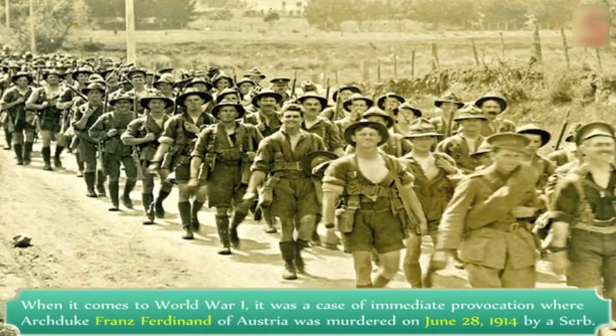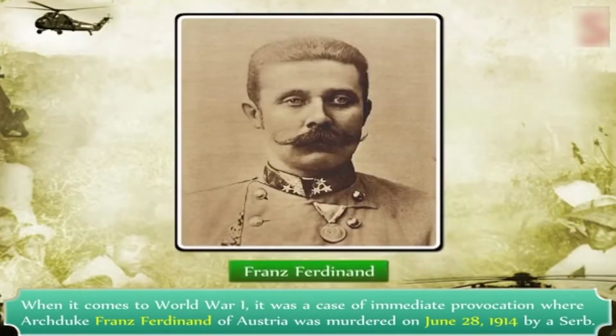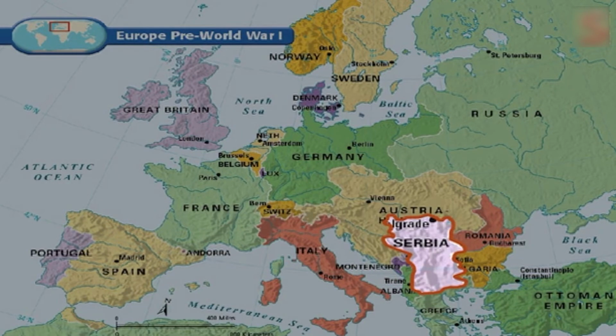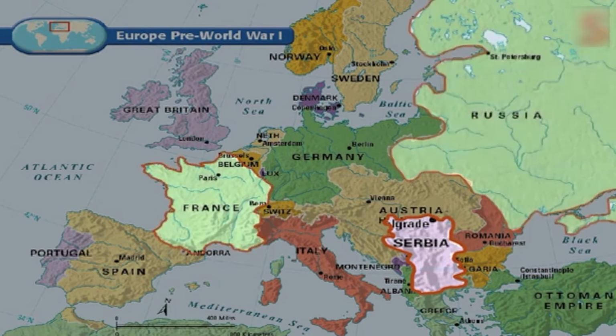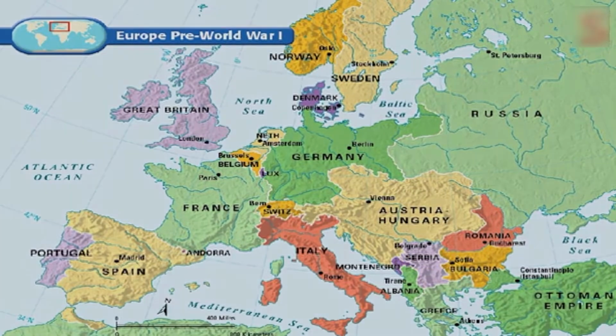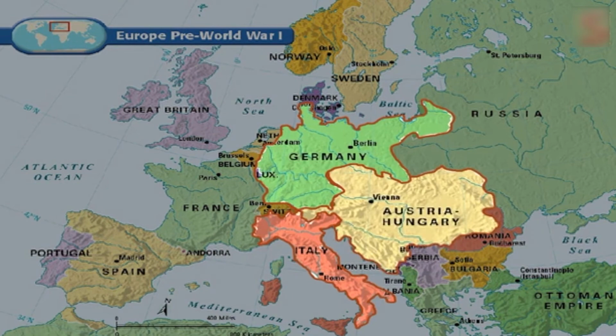When it comes to World War I, it was a case of immediate provocation where Archduke Franz Ferdinand of Austria was murdered on June 28, 1914 by a Serb. Austria immediately declared a war on Serbia. As Serbia was with the Allied powers like UK, France and Russia, these countries defended it when it was attacked by Austria. It is at this time that the Central Powers like Germany and Italy, which were allies to Austria, joined the war. This was how the World War I began.